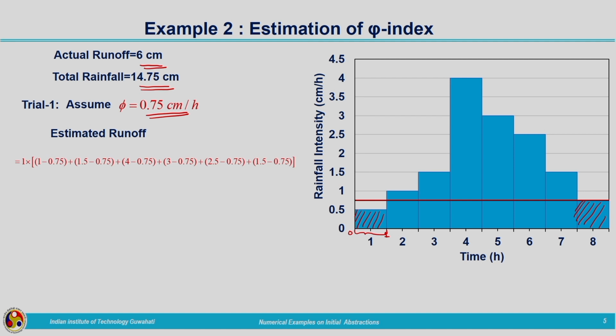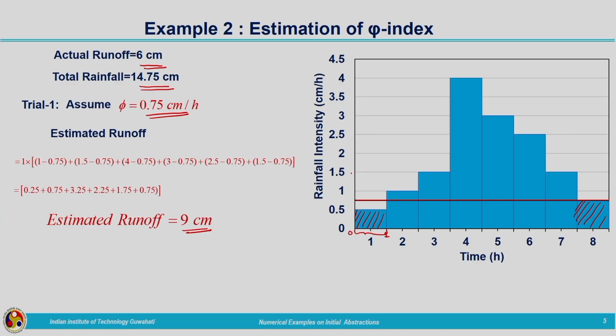Above that phi index value, the rainfall is contributing as the runoff depth. So, the estimated runoff is coming out to be 9 centimeters. This is similar to the previous problem. In the previous problem, the phi index value was given to us.